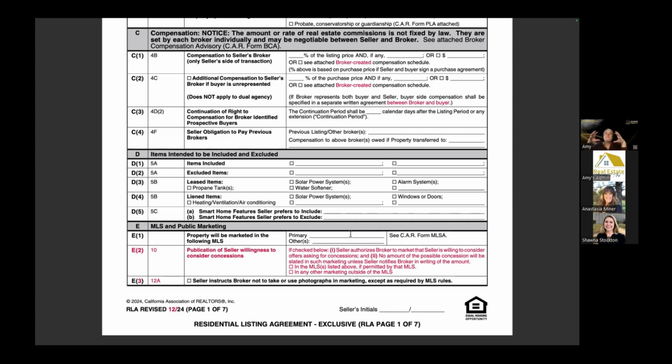Even though we have Barry's Plus, which shares information between like 9 MLSs, if the property's primarily being listed in one of the specific MLSs, you have to adhere to the rules of that specific MLS. Did that answer your question, Anastasia? Yes, ma'am. Thank you so much.